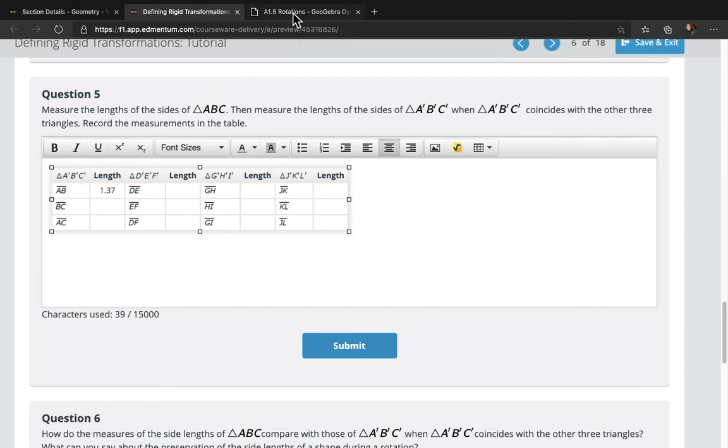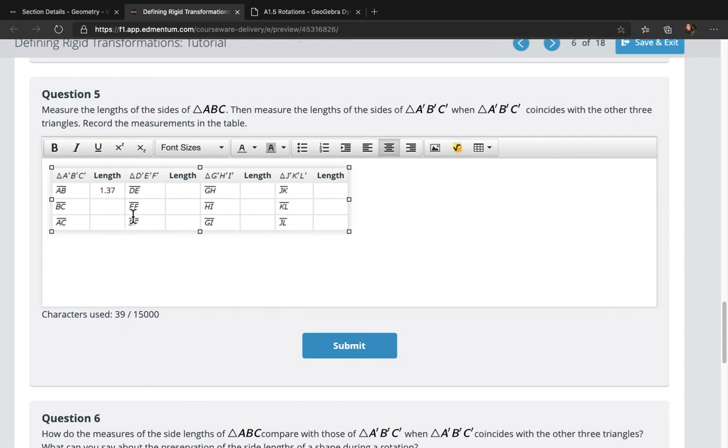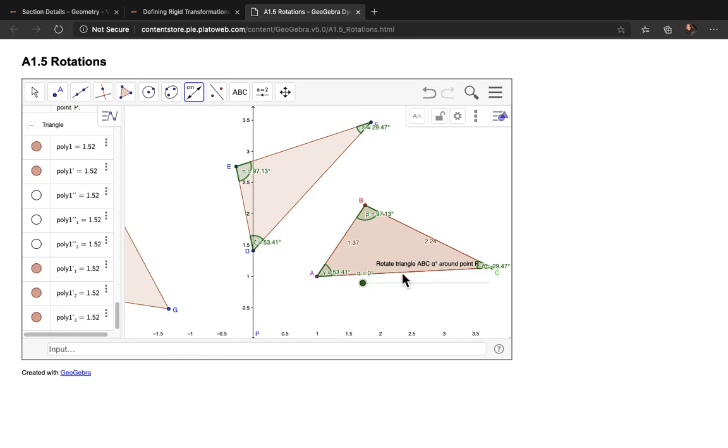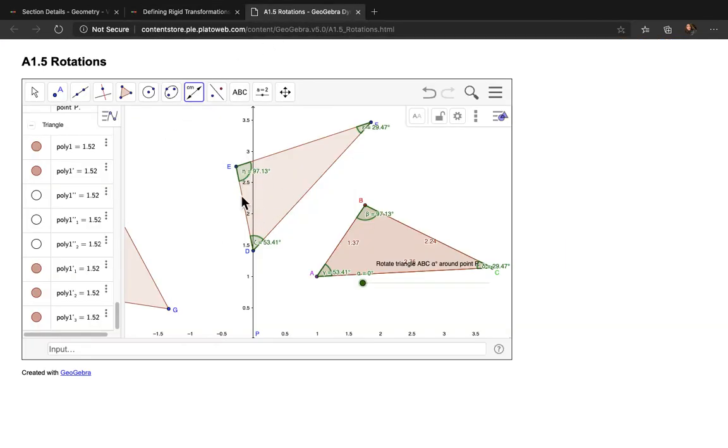Next, I'm going to measure the length of BC. So from B to C, I'm just going to click on BC, and they tell us it's 2.24. And I'm going to find the length of AC, which, if I just click on it, I believe it's 2.76. Okay, and you're going to measure the length of the other triangles. So again, measure the length of DE, 1.37.